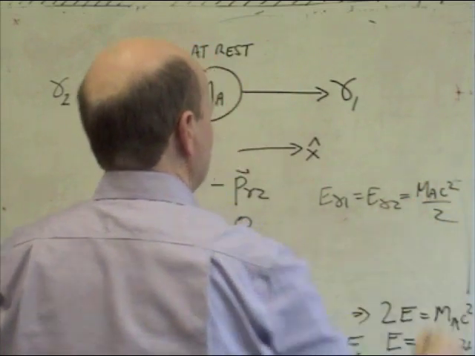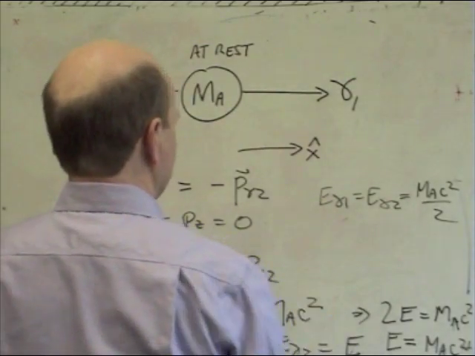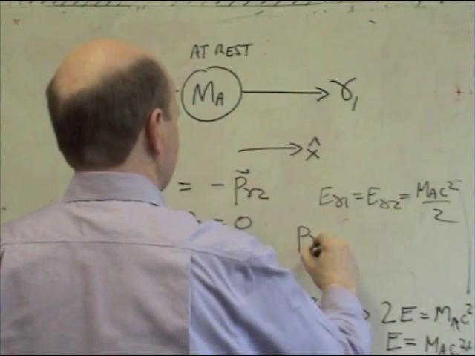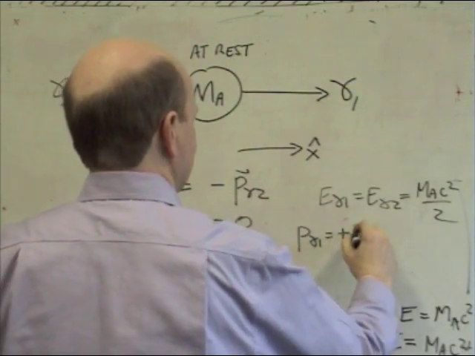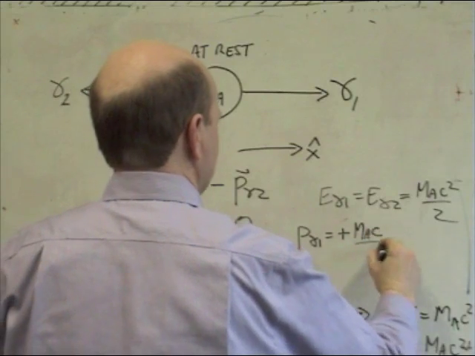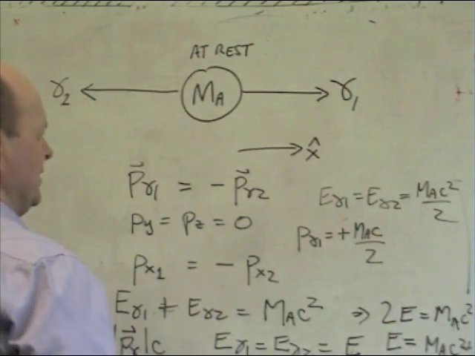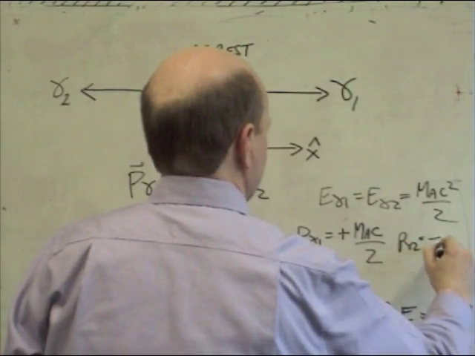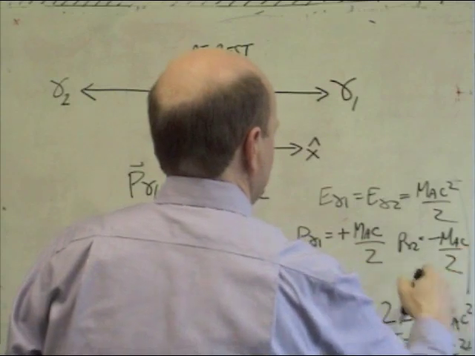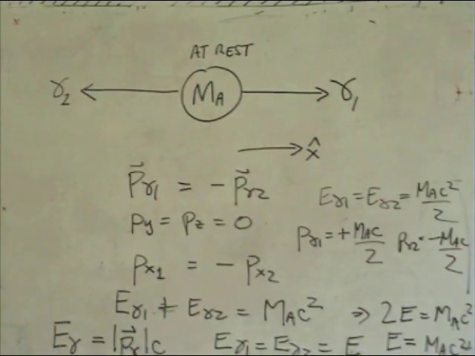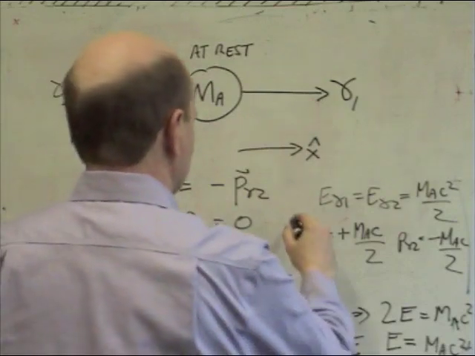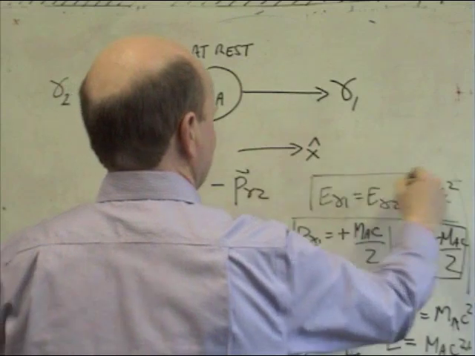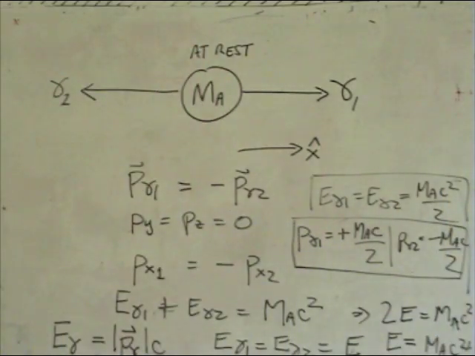Now for the momentum, we know that E equals cp, which means that p gamma 1, which is the one going to the right, has to equal plus ma c upon 2, because to get from E to p I divide by c, and p gamma 2 equals minus ma c upon 2. And that critical minus sign is probably the bit that most students would tend to miss out. That's the mistake I would most often see in this part of the problem.